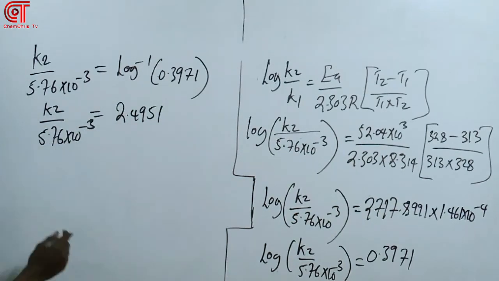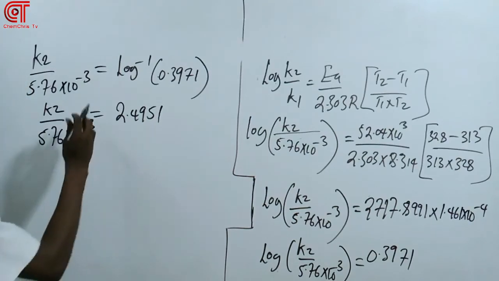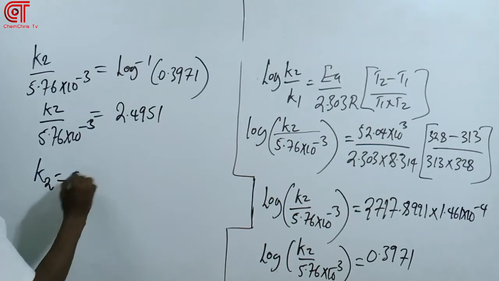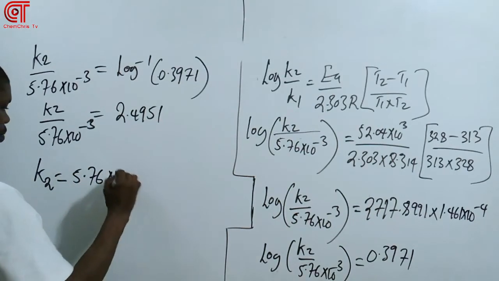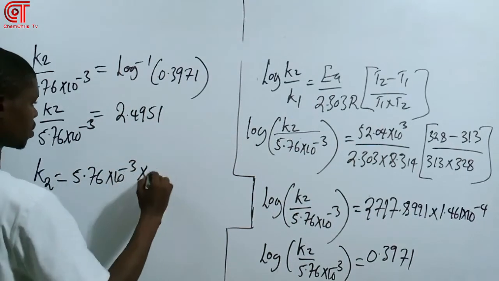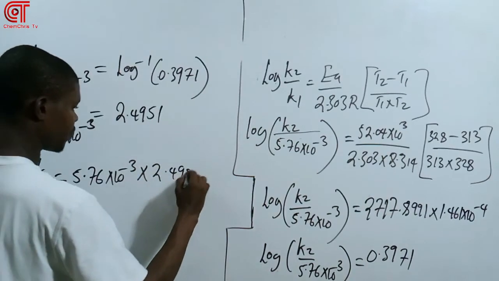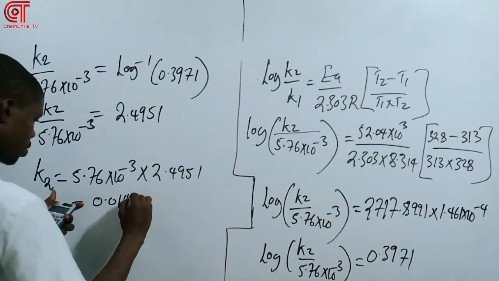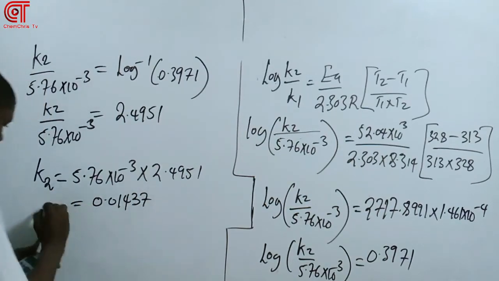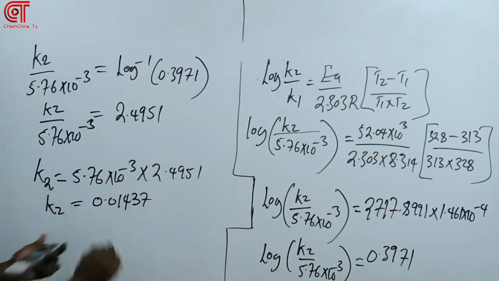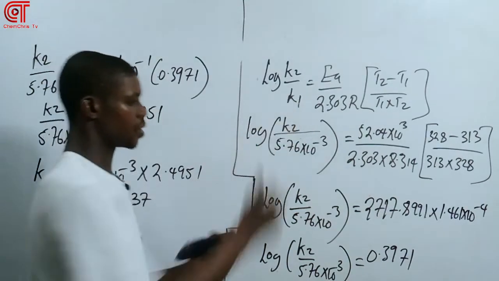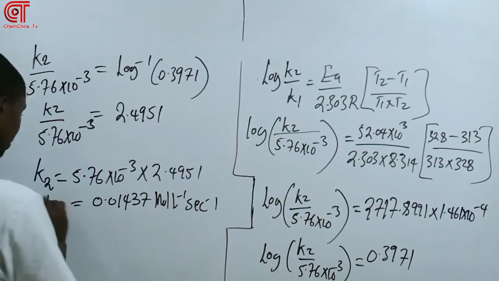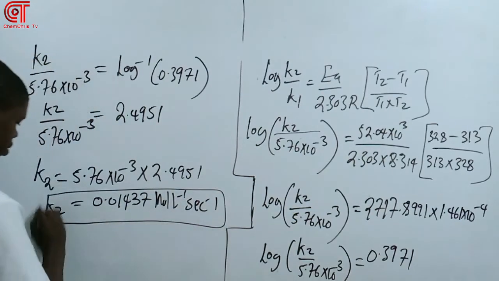So what you want to do is to cross multiply. K2 equals 5.76 times 10 to the power of minus 3 times 2.4951, which gives 0.014. The unit is going to be the unit of the initial K, per liter per second. So this is the answer.